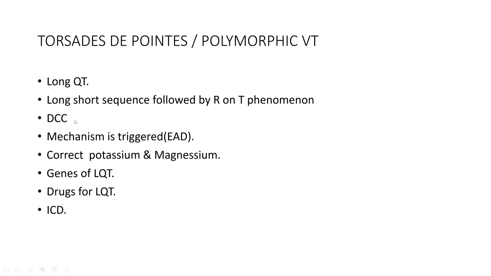The immediate treatment is DC cardioversion. The mechanism of the arrhythmia is triggered activity, which is early afterdepolarization. Then we have to correct or look for the potassium and the magnesium.